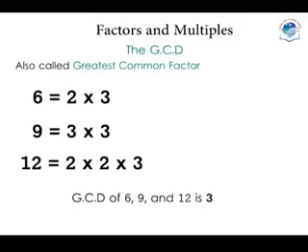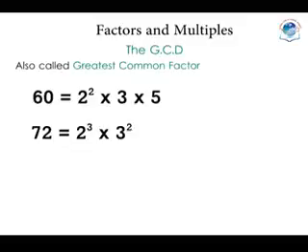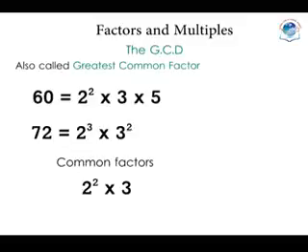When we want to find the GCD of large numbers, we express them in prime factors, and then we pick those common factors. Consider 60 and 72. 60 is equal to 2 squared times 3 times 5. 72 is equal to 2 raised to power 3 times 3 raised to power 2. The common factors are 2 raised to power 2 times 3, and that gives us 12. So the GCD of 60 and 72 is 12.